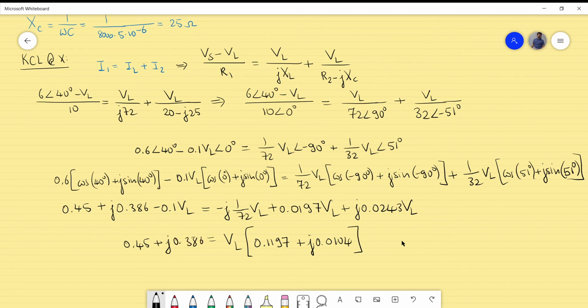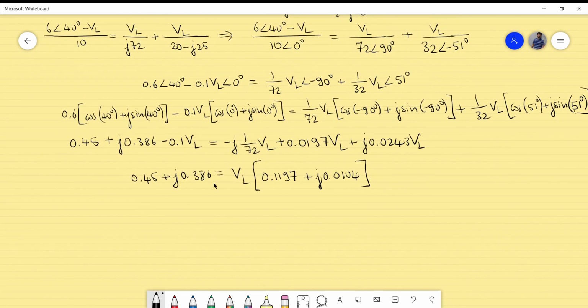Now the next step will be converting the expressions of the left side and right side into the polar representation, because I can then divide them very easily such that I can determine VL. So I will determine the polar representation of this one and the polar representation of that one. That will give us 0.593, a phase of 41 degrees, and the other one will be VL times 0.12, phase 5 degrees.